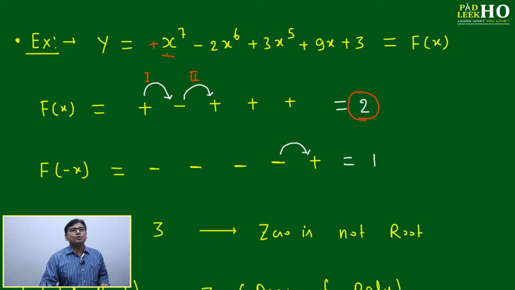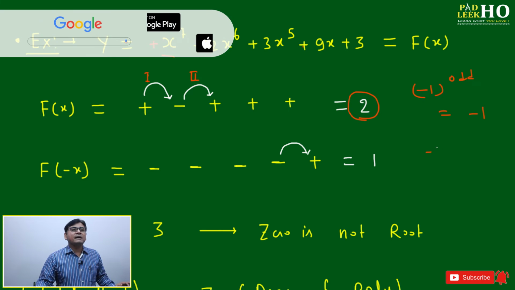Now f(-x). What do you have to do? You put minus x in place of x. Then what will happen here? Wherever the power is odd, that sign will change. Wherever the power is even, that sign will not change. This is a common concept. Minus 1 to the power odd will be minus 1, and minus 1 to the power even will be plus 1.